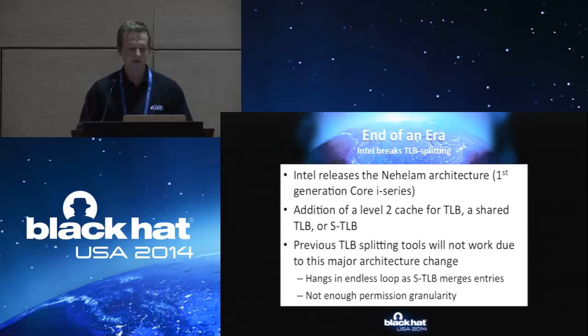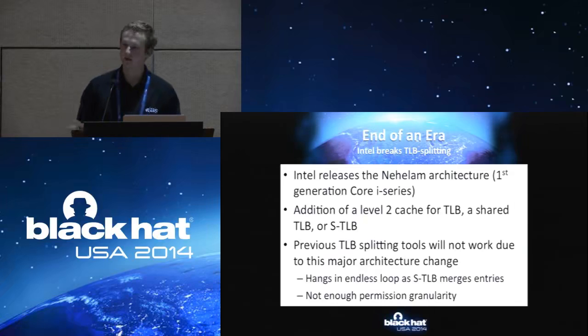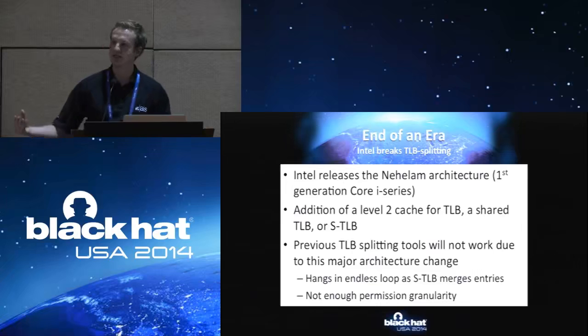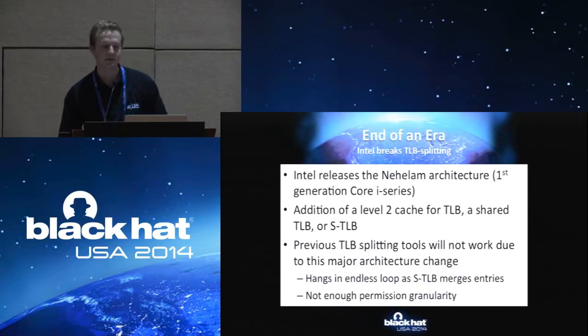All good things must come to pass. Intel introduces the Nehalem architecture and actually breaks TLB splitting. They added a level 2 cache to the TLB, also known as an STLB or shared TLB, which breaks the previous TLB splitting architecture. So what happens is you're going to have just like a level 2 and a level 1 cache. When you write to the level 1 cache, it's also going to be saved to the level 2 cache. And then if it's not in the level 1 cache, it will go to level 2 cache before going out to main memory, or in this case, going to your fault handler.